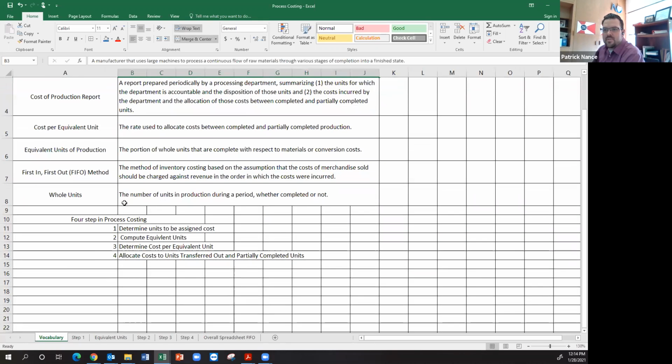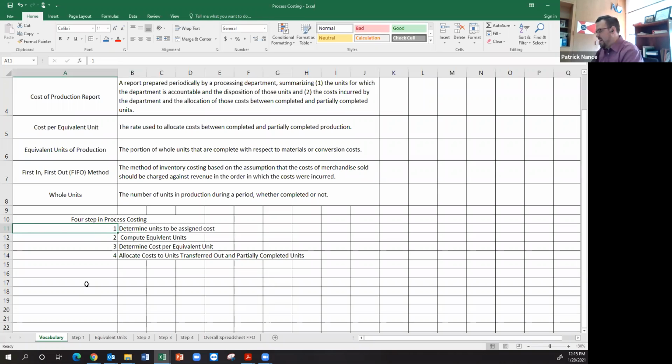So the 4 steps in the process are: step 1 is to determine the units that need to be assigned cost. So how many units did I actually have that were in this process to begin with? Step 2 is to compute the equivalent units. That's probably the most complex part of this, and usually the part that trips most people up.